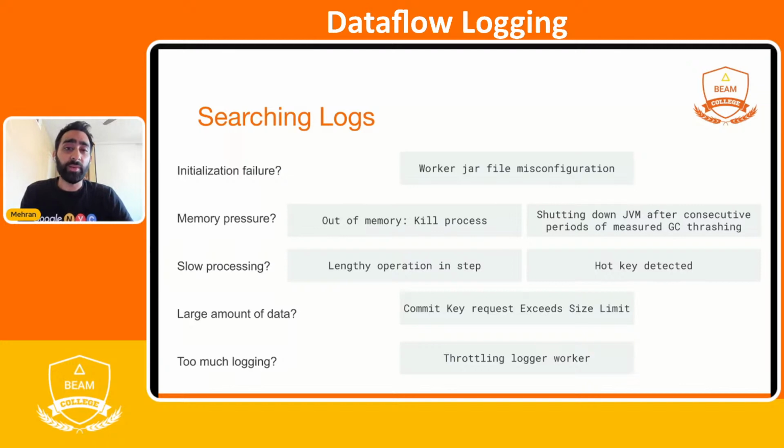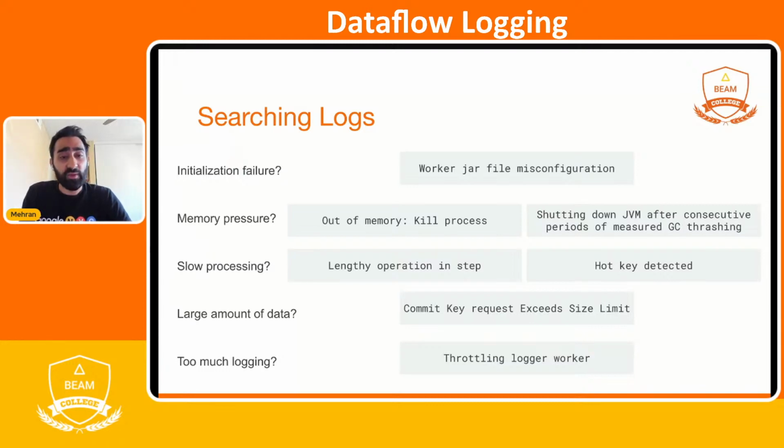You also might see a very common problem in data processing from slow processing. This might mean a lengthy operation in a particular step. This could mean a hotkey that's detected. But again, these are searchable within the logging UI. If you have a specific record that is too large for our Dataflow backends or our worker to actually process, you might also see a commit key request that exceeds the size limit. In which case you might want to shard that data in some way or process it in a different way if it's an overloaded key.